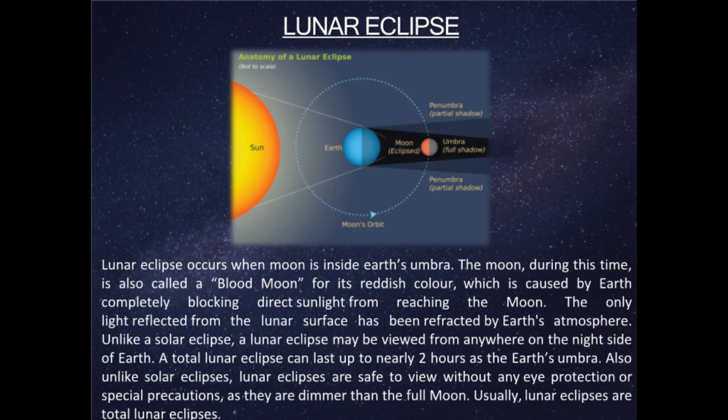A total lunar eclipse can last up to nearly 2 hours as the Earth's umbra. Also, unlike solar eclipses, lunar eclipses are safe to view without any eye protection or special precautions, as they are dimmer than the full moon. Usually, lunar eclipses are total lunar eclipses.